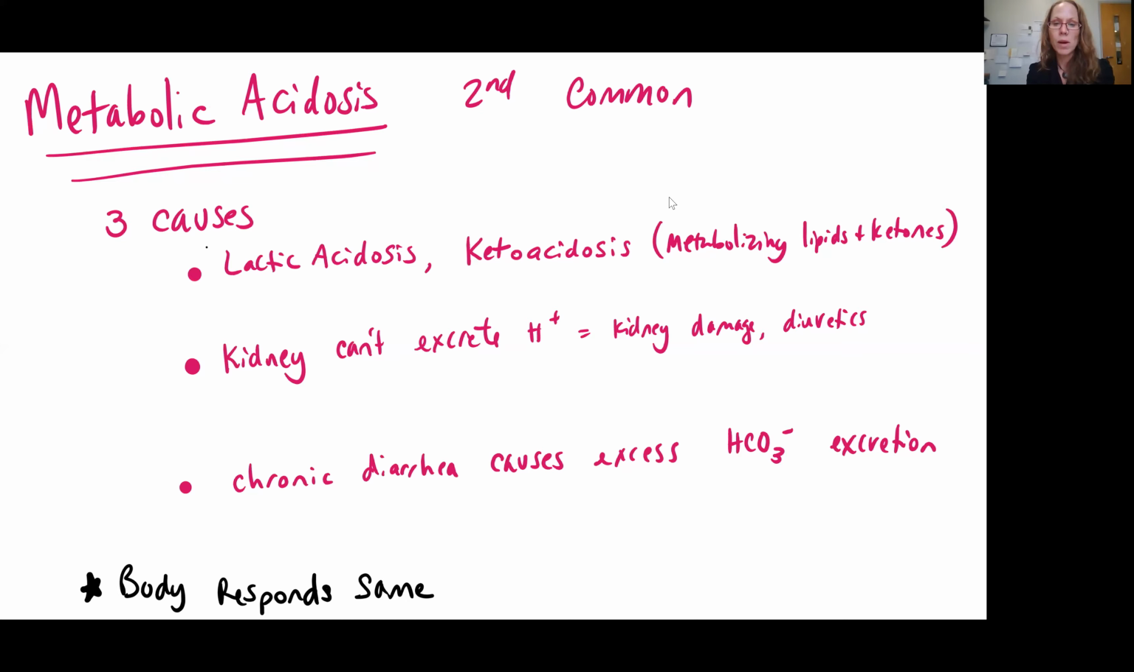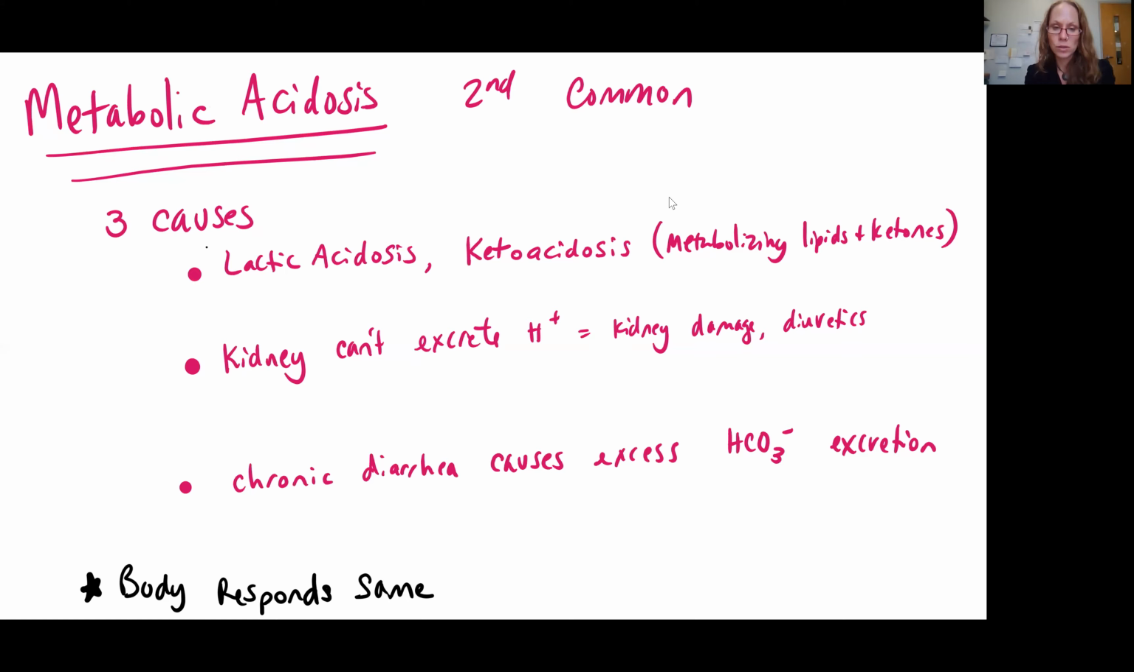One cause of metabolic acidosis is the production of lactic acid, so lactic acidosis, or ketoacidosis. Lactic acidosis could happen at the end of a marathon because you've been working that muscle to peak level and you're going to get a buildup of lactic acid. Ketoacidosis can happen just to a small extent in the post-absorptive state when you're breaking down lipids and ketones, but can also be caused by starvation.